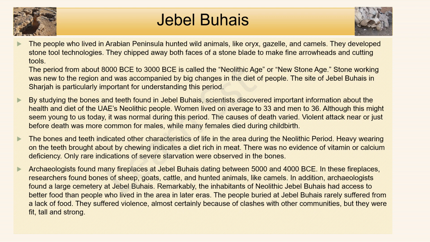The period from about 8000 BC, so 8000 years before the birth of Christ, to 3000 BC is called the Neolithic age. You might find these years very strange, but there's nothing strange about it. Before the birth of Christ, the years were in descending order. After the birth of Christ, the years are in ascending order. So 0 is the time when Jesus Christ was born, from 0 to 2023. Prior to it, the years were in descending order.